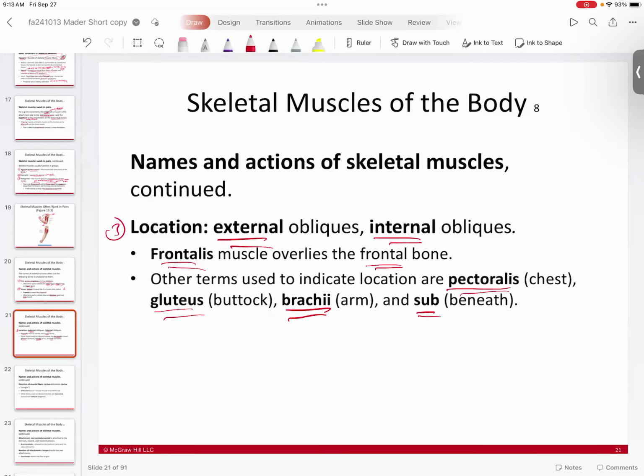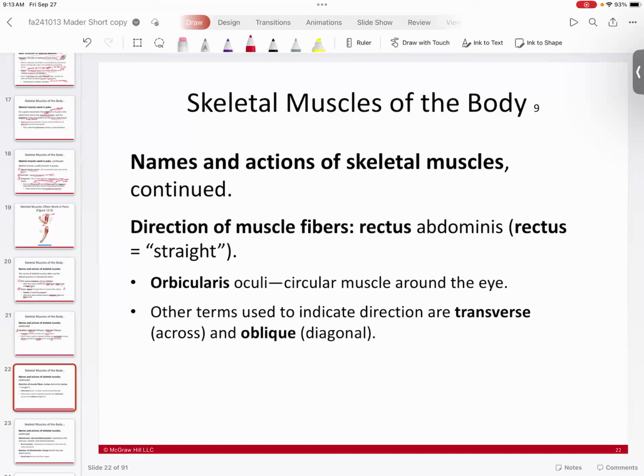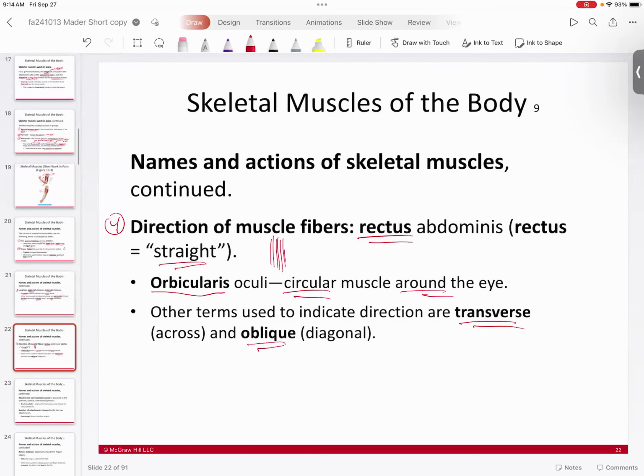There is also, from time to time, nomenclature associated with the direction of the muscle fibers. For instance, rectus means straight, so your muscle fibers are running kind of in a straight line. So your rectus abdominis is basically your abdominal muscle. Your orbicularis oculi, orbit, to orbit something, is a circular muscle that goes around the eye, oculi. Some others that are directional, transverse basically means across, oblique is the same as diagonal.